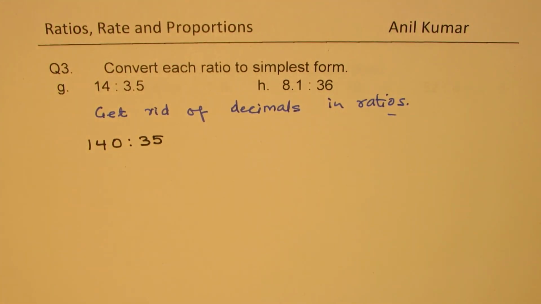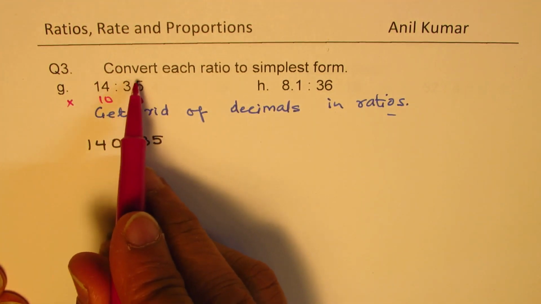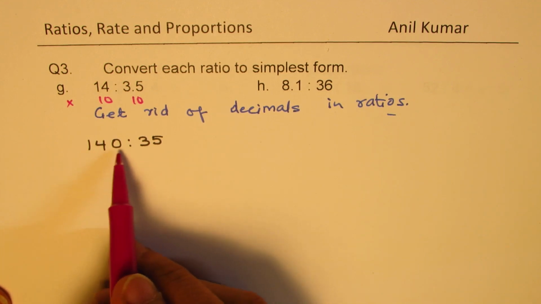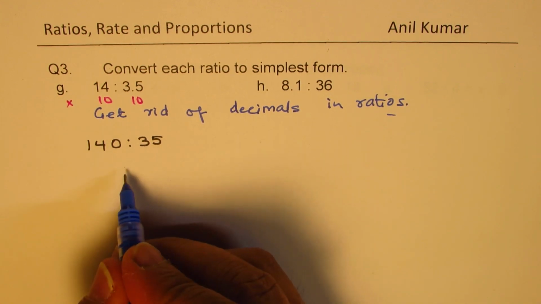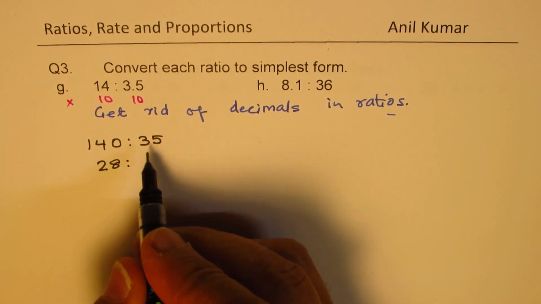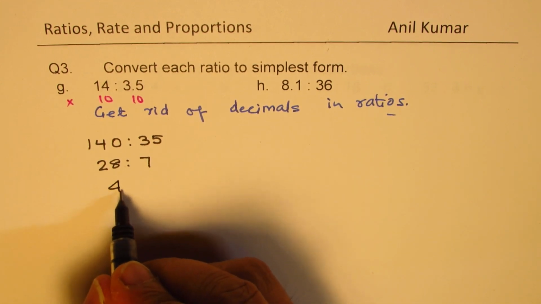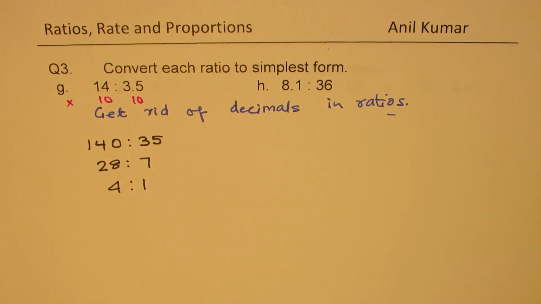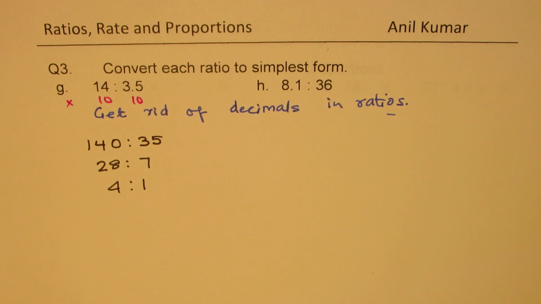So if I multiply both the terms by 10, 3.5 times 10 will be 35. And we get 140 to 35. This can be reduced. Dividing by 5, we get 5 times 28 and 5 times 7. Now 7 also divides into 28. So we get 4 is to 1. Is that clear to you, right? So 4 times 35 is 140. You could have gone direct also. Is that clear to you?